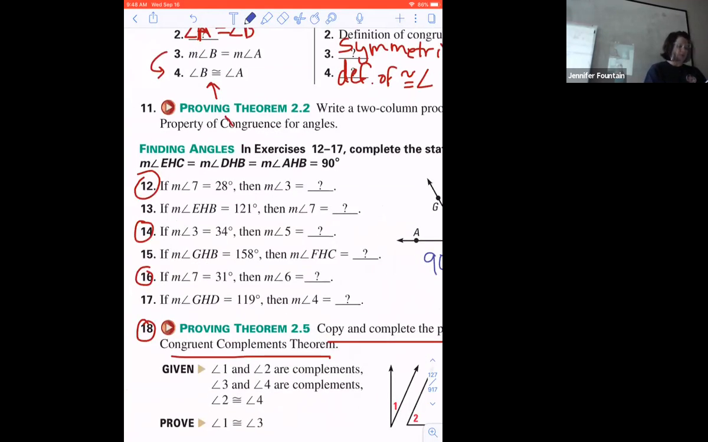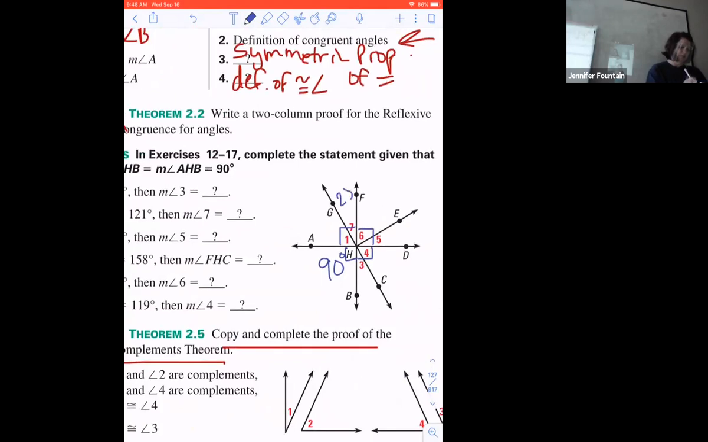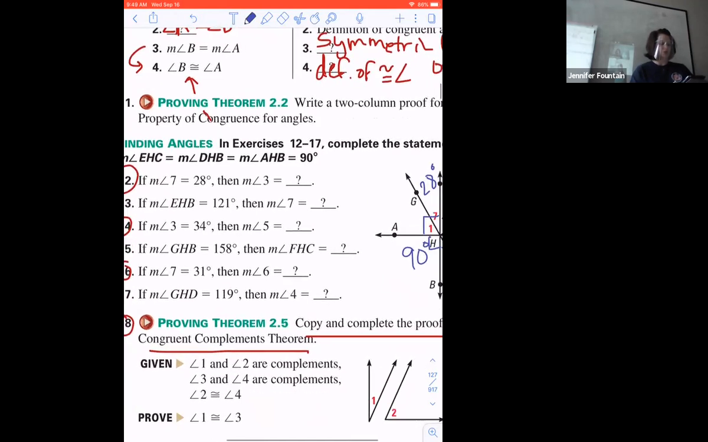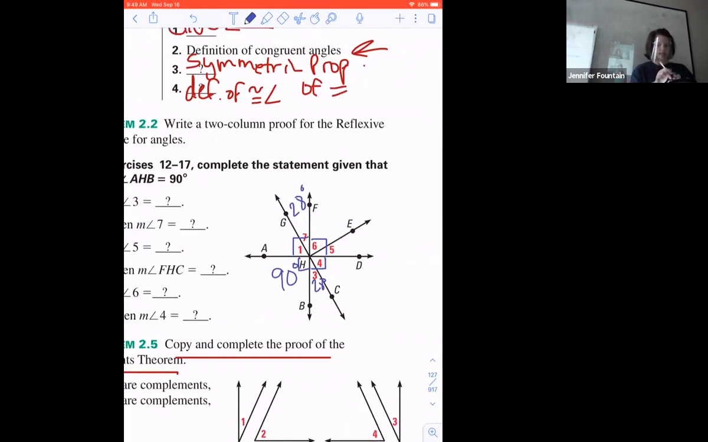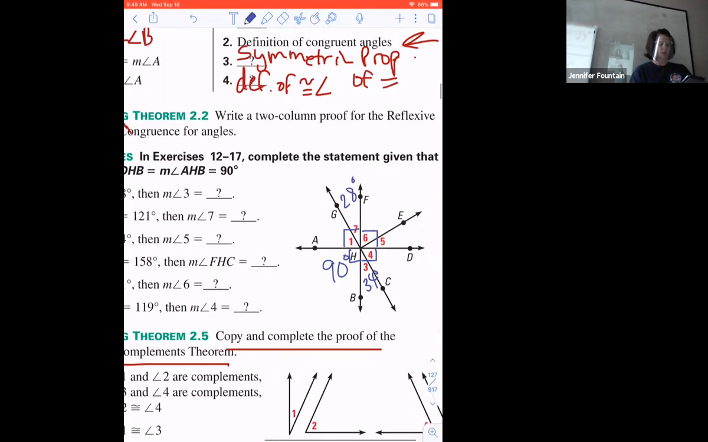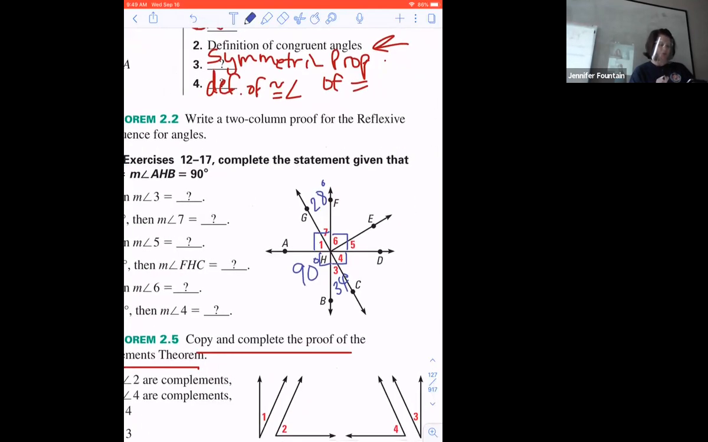So if the measure of angle 7 is 28 degrees, what do I know the measure of angle 3 is? Okay, 28 degrees. If the measure of angle 3 was 34 degrees, so I'm going to take that away for a minute. If this was 34 degrees, then what would the measure of angle 7 be? Oh, I'm sorry, I jumped to the wrong one. The measure of angle 5.